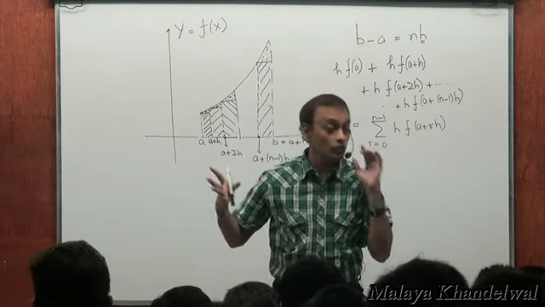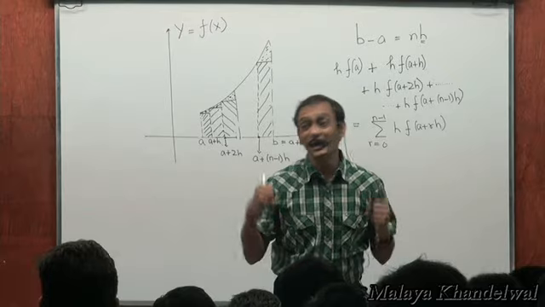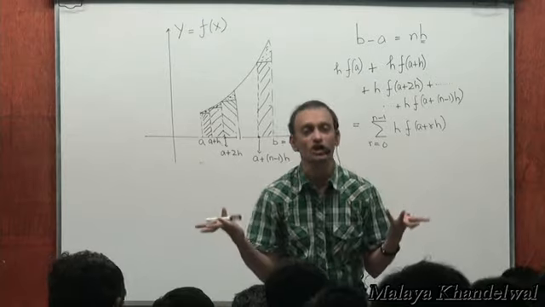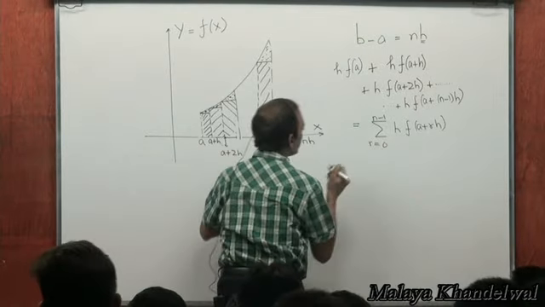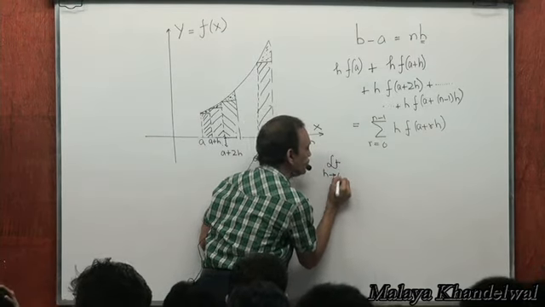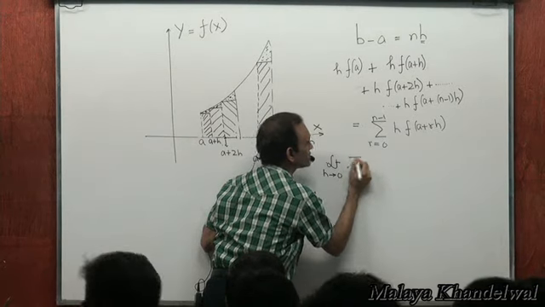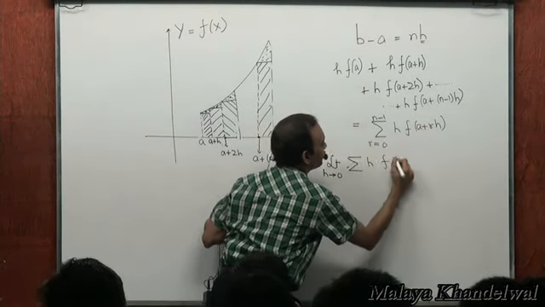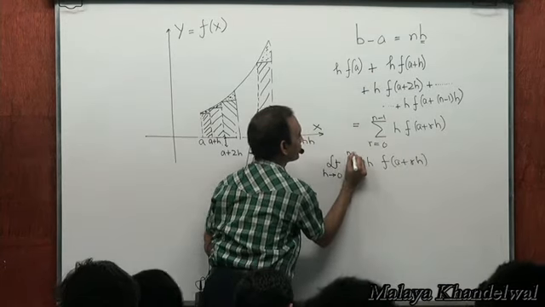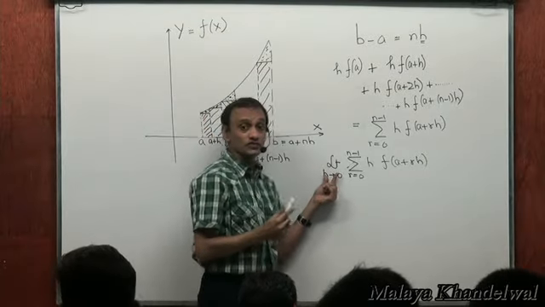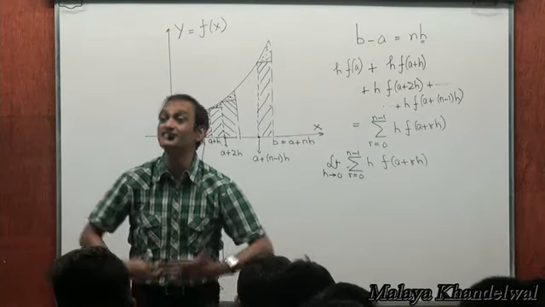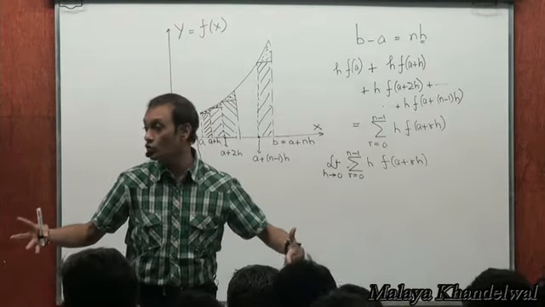As h tends to 0, the error in the area will tend to 0. And you get the exact area under the graph, right? Which means, if I took a limit of this summation as h tends to 0, summation h into f of a plus rh, r equal to 0 to n minus 1, if I took this limit as h tends to 0, then what I get is the exact area under the curve. Yes or no? Right?